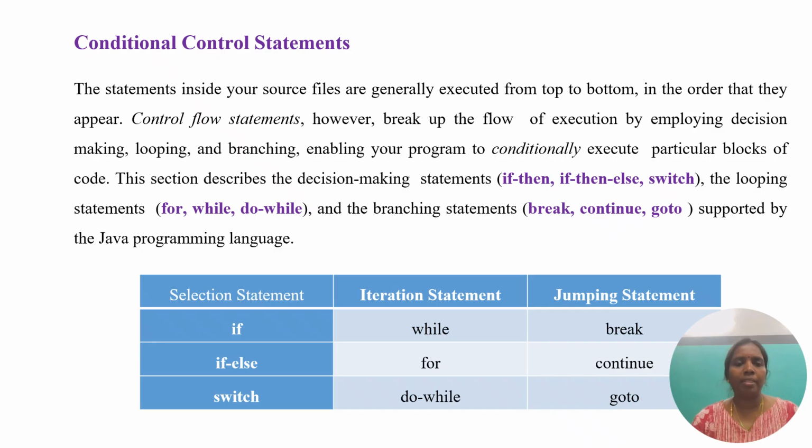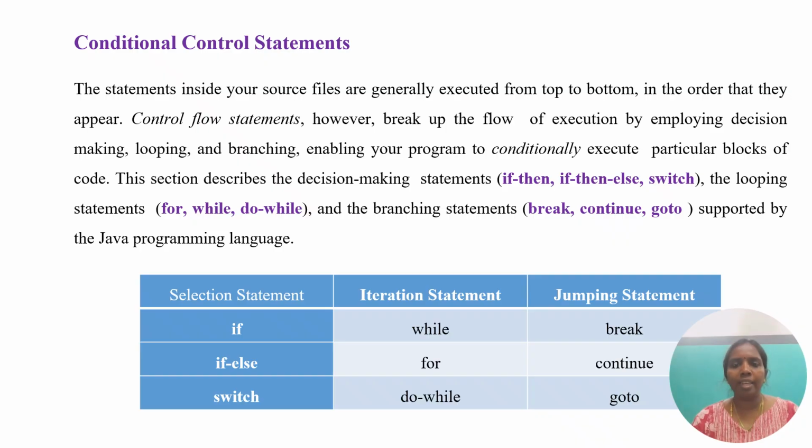The statements inside some source file are generally executed from top to bottom, in the order in which they appear. So what is a conditional control statement? It is a control flow statement for decision making and branching. We will be using this conditional control statement.